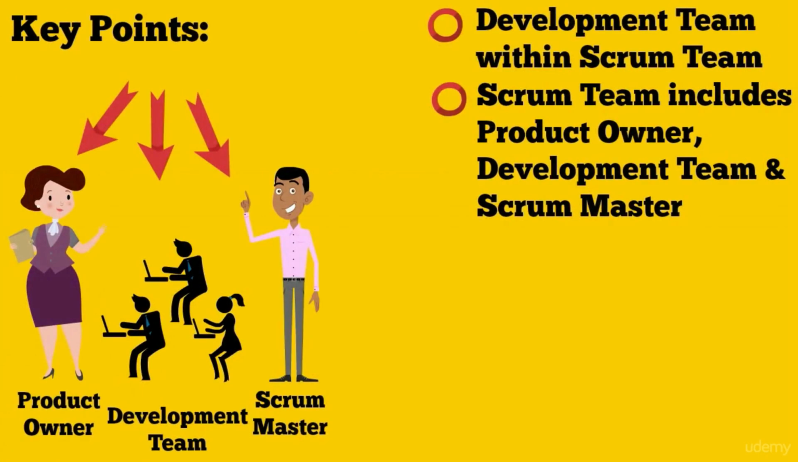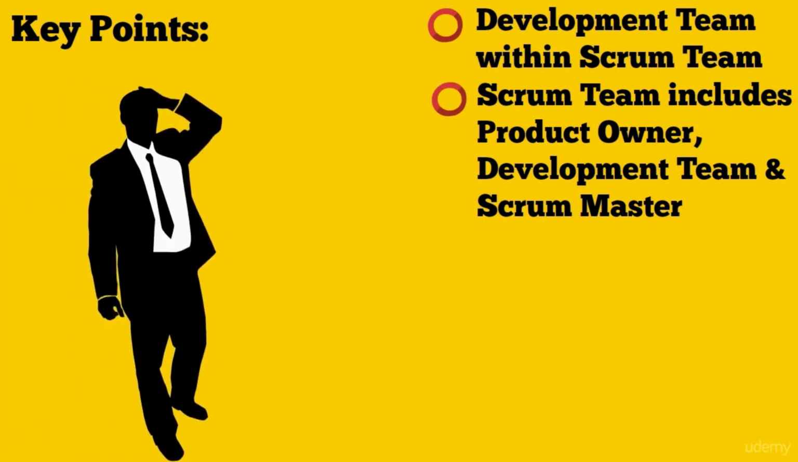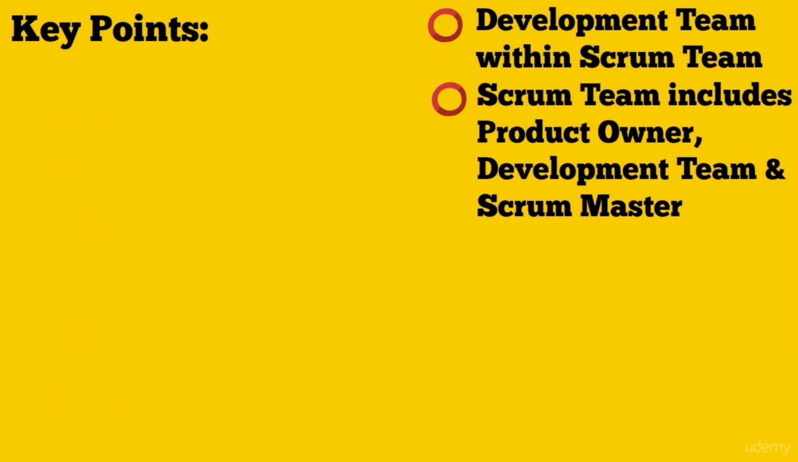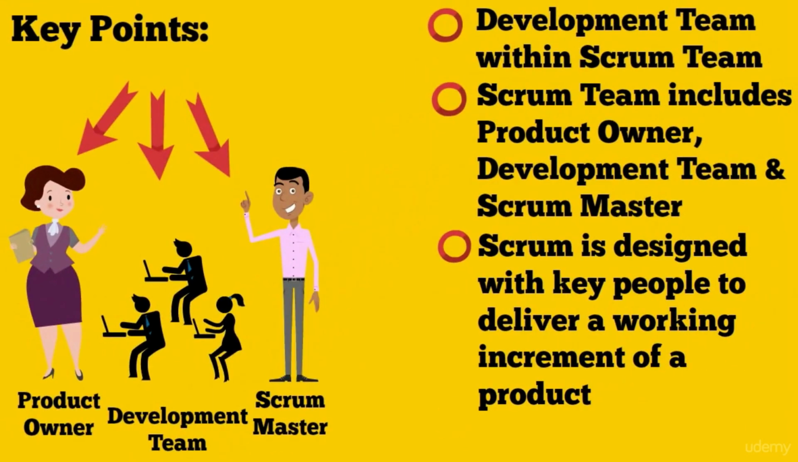So, in other words, there is a reason why the Scrum team has been designed this way. It has been designed without stakeholders, designed without other members of the organization, but it has been designed with the key people necessary to deliver a working increment of a product and to collaborate, really, in order to do that.